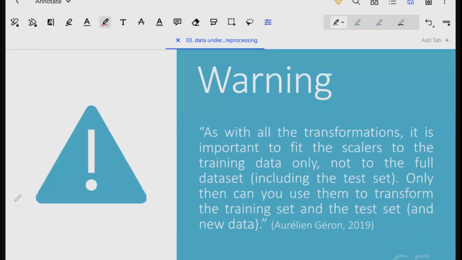As with all transformations, it is important to fit the scalers to the training data only. This is very important. Remember, the training data is historical data supposed to give you an idea about the distribution of your data, and about other things as well. So if you are applying a transformation, let's say you decided to go with min-max scaler, then where you fit your min-max, because you always need to fit, then you apply transform. Remember, when we work with a transformer in scikit-learn, we have two functions, fit and transform.